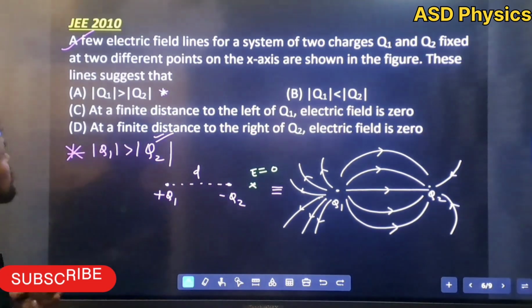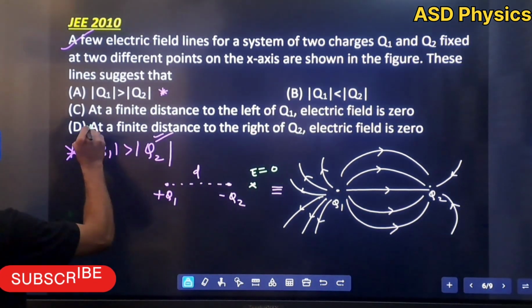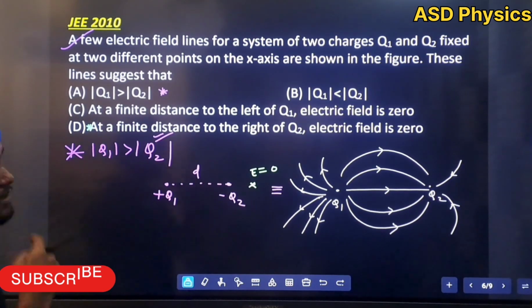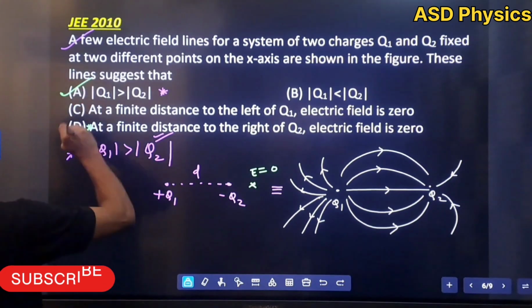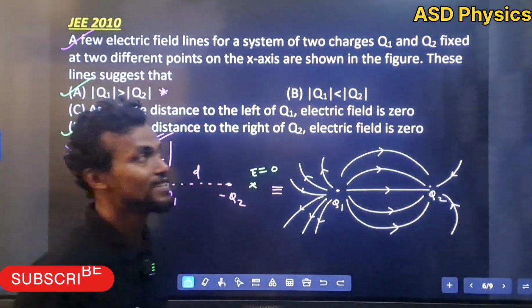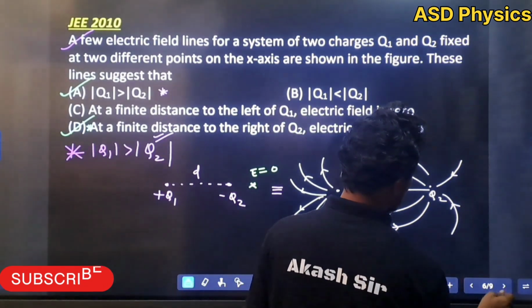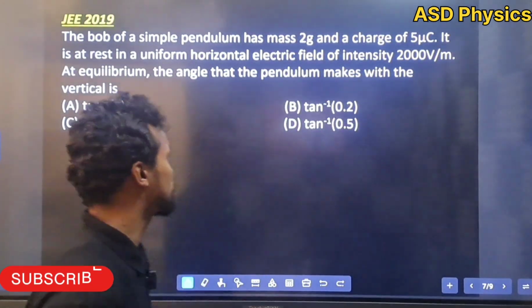Now, students, if you check the options here, option D is also looking correct. That means the correct answer is option A and also option D. Please see here, because this is a JEE question, multiple options can be correct.